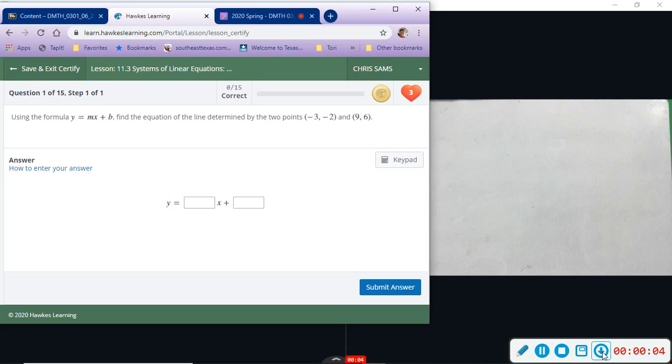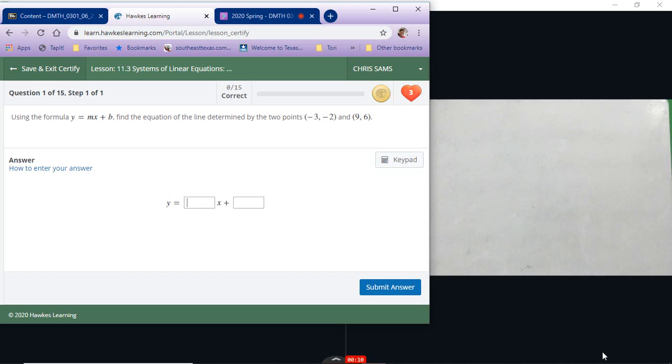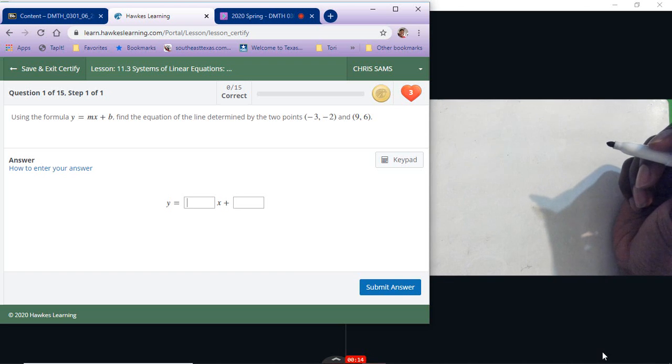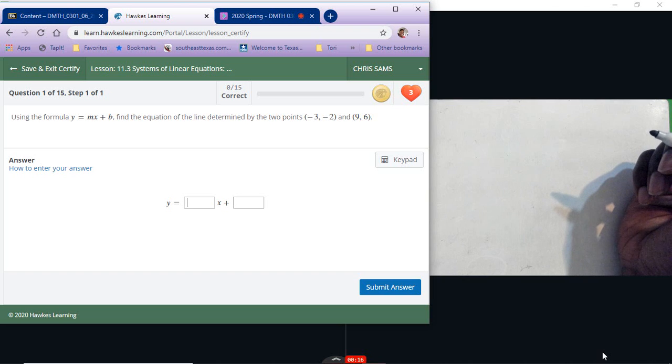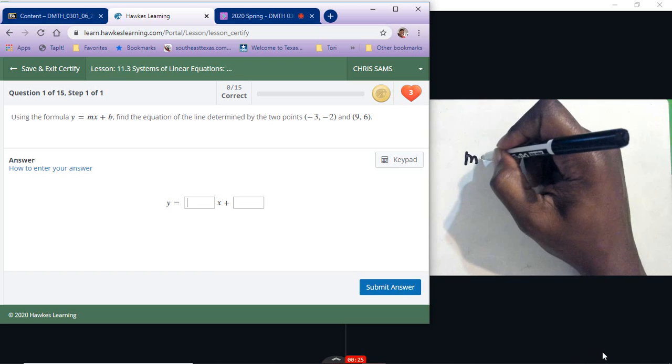Alright, so this is number 1 in 11.3, Systems by Adding. And we're going over a review concept. This one wants us to use the formula y equals mx plus b to find the equation of the line determined by these 2 points. Alright, so we're going to do a slope formula to find the slope first.